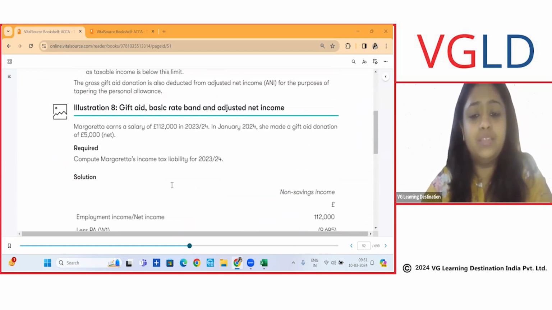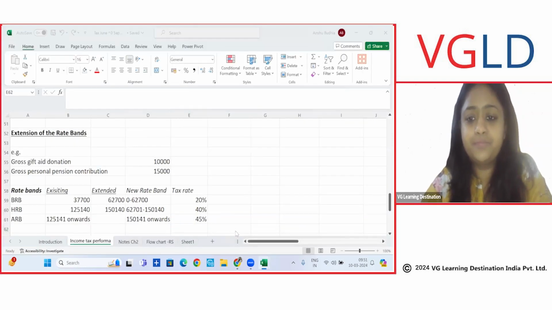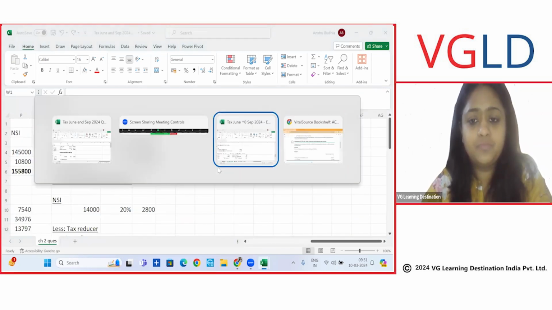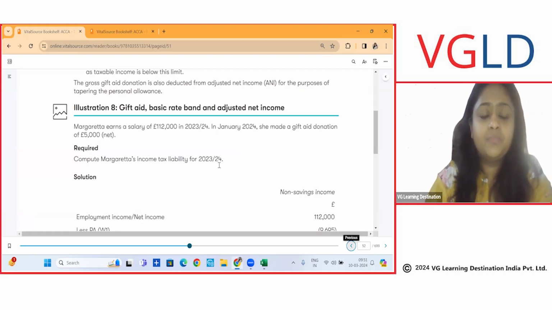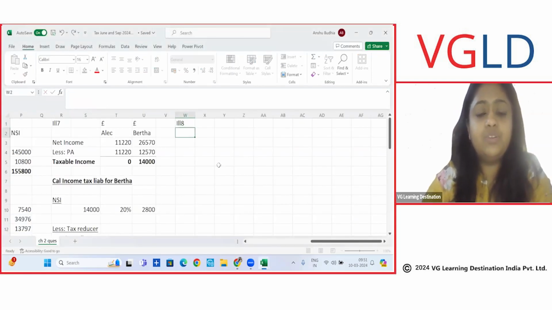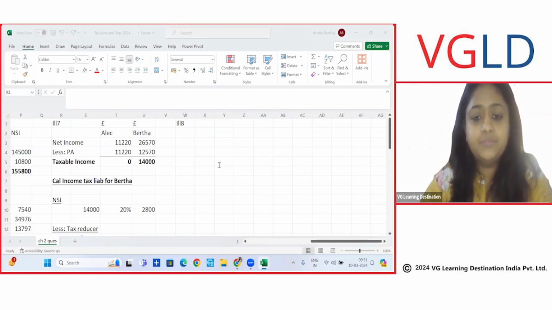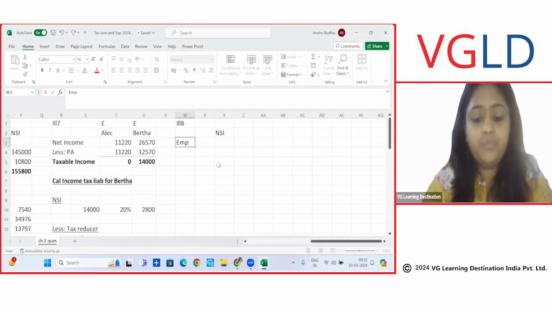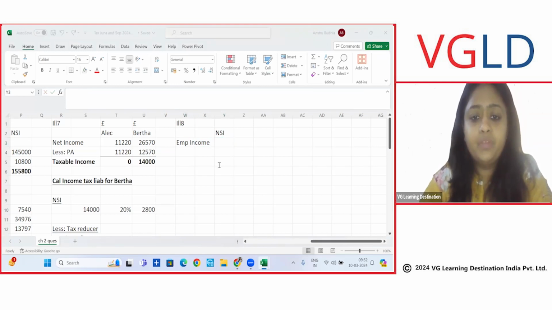I will take this question in the practice. Illustration 8, I'm doing it. So you have NSI. I'll write here employment income, 112,000. From this, you will reduce PA. Now what will be the PA? I'll do the working here.